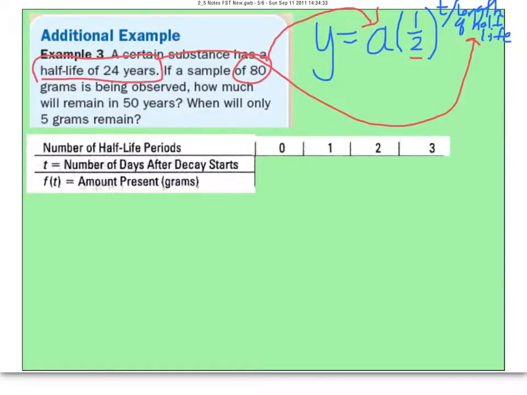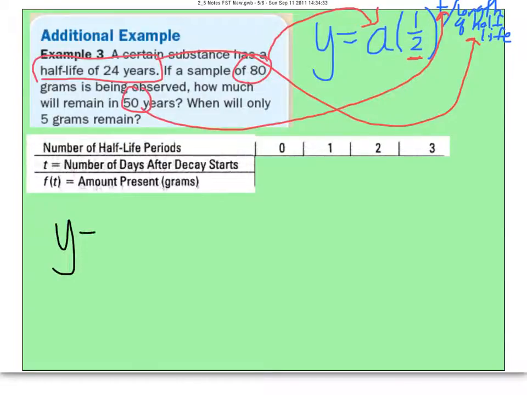The half just stays there. We have the half-life is 24 years. How much will remain in 50 years? Well, the 50 years actually represents this time length right here. So if we write this formula, how much will remain in 50 years?